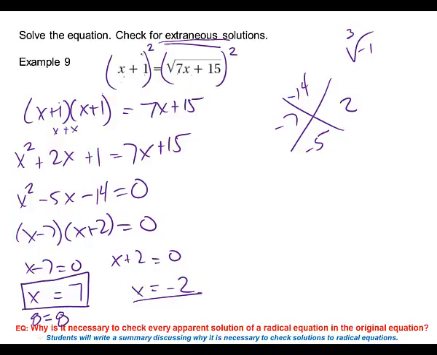What's negative 2 plus 1? Negative 1. Is a radical allowed to equal a negative? No. So is this a good solution? No. That doesn't mean every time we have a negative number, it's not going to work, because we're going to see one in a few minutes that does work. But this is not a good solution. So now it's one of the extraneous ones.